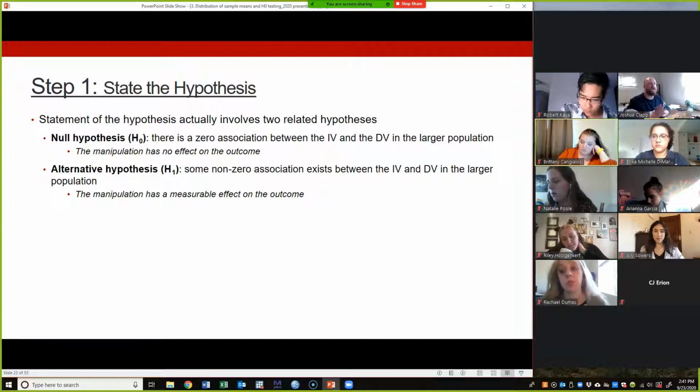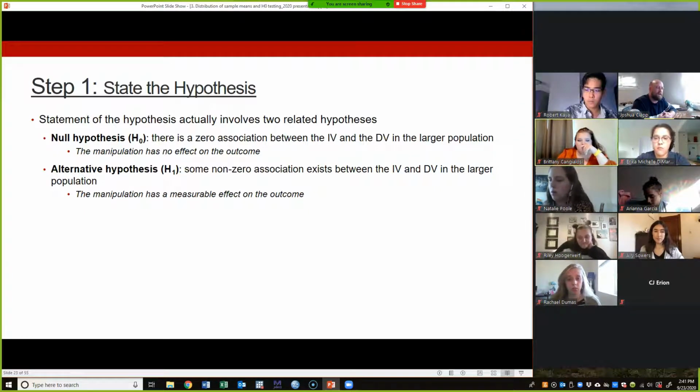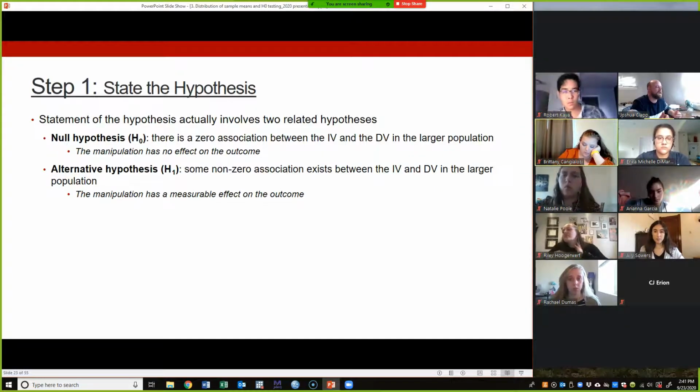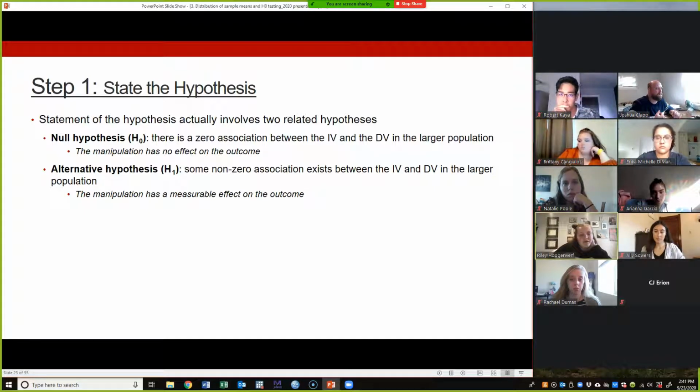So if I say there's a zero association between the IV and the DV in the larger population, or I'm saying the manipulation has no effect on outcome, what I'm saying is in the general population, X and Y aren't related. There's no association going on. My groups aren't different. But I don't care about differences in the sample. I'm never going to say my null hypothesis is that my samples aren't different. Because, Riley, will my samples ever be exactly the same? No. So I don't need to pose a hypothesis or run any type of test. I just look at them and say, is this number the same as that number? And if the answer is no, then I'm good. I don't have to do anything fancy, right?